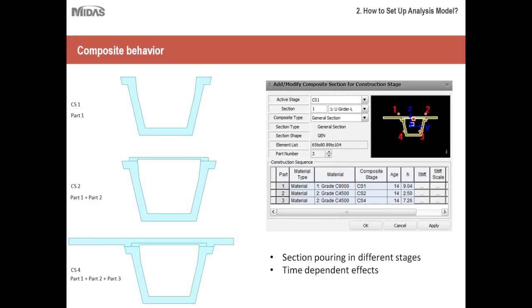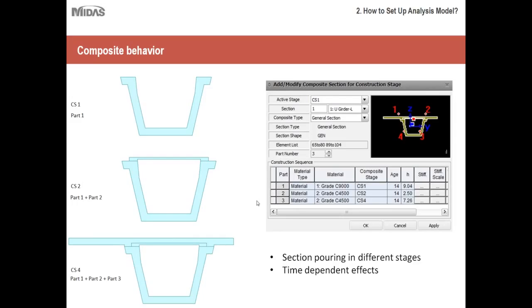Then the second challenge was capturing the composite behavior of the section. Like I said, in the first construction stage, let's say it is just the U-girder. In the second, it is the U-girder plus the lid on top. And in the third or the fourth construction stage, depending upon your construction sequence and post-tensioning of the structure, you can have different construction stages. It could be third, fourth, or fifth. And at that point, when you have poured the deck on top, the structure will become a composite section.